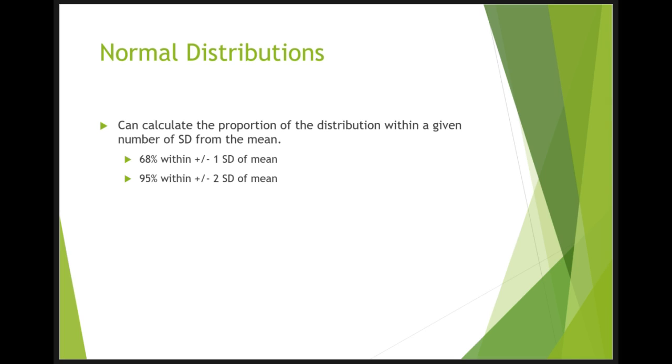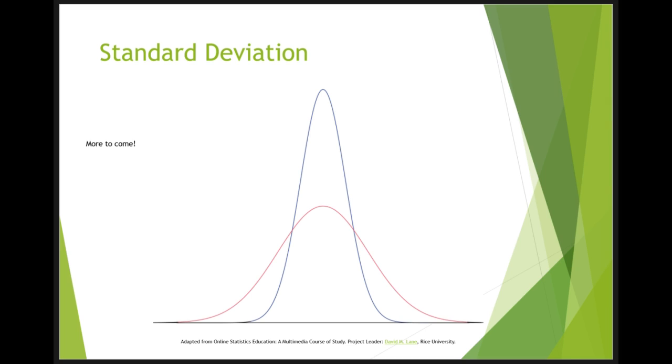The standard deviation is especially informative when the distribution is normal. This is because the proportion of the distribution within a given number of standard deviations from the mean can be calculated or looked up in a table. For example, 68% of a normal distribution is within 1 standard deviation of the mean, and 95% of the distribution is within 2 standard deviations of the mean. A detailed look at the usefulness of the standard deviation in normal distributions will be presented later.